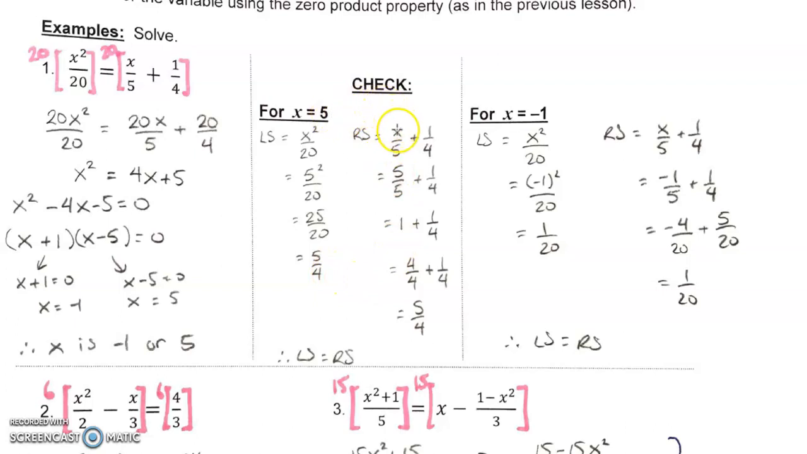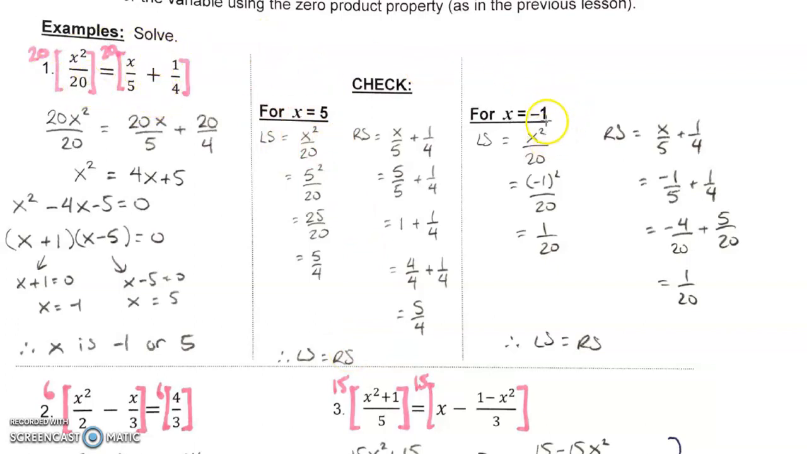Plugging the 5 into the x on the right hand side, this will create a 1, which makes 1 plus 1/4. In other words, 4/4 plus 1/4, which is 5/4. They match, which means left side equals right side. So 5 works for this equation to be balanced on both sides.